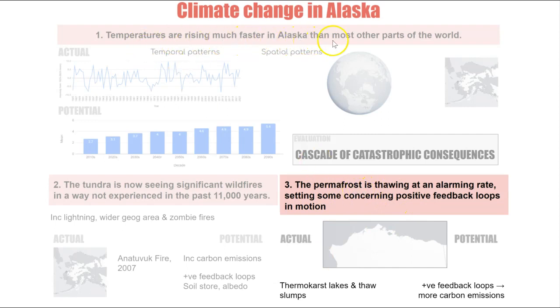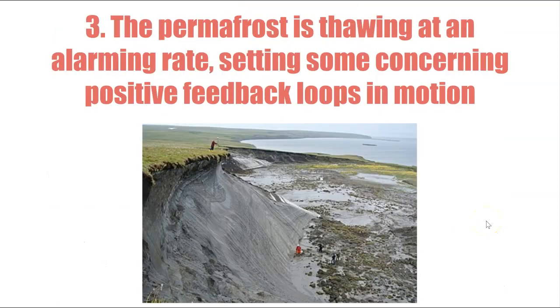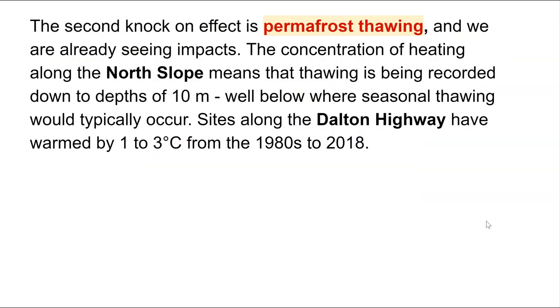Right, that brings us then to the last point that we're making. Temperatures are rising faster in Alaska than most other parts of the world. That leads to a cascade of catastrophic consequences. One has been wildfires. Now we're looking at permafrost thawing. Don't say melting, say thawing please, at an alarming rate, setting some more concerning positive feedback loops in motion. So again, what's the potential? Here we go. The second knock-on effect is permafrost thawing, and we are already seeing impacts.